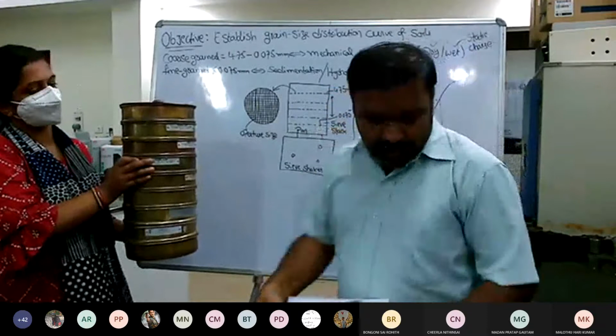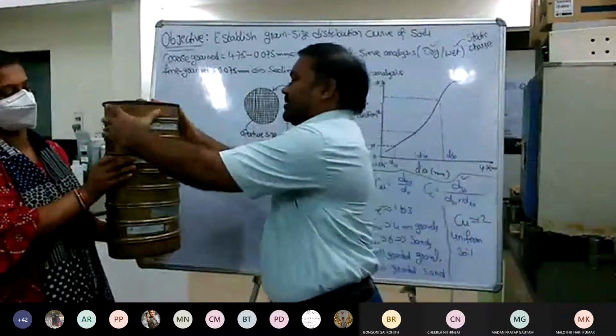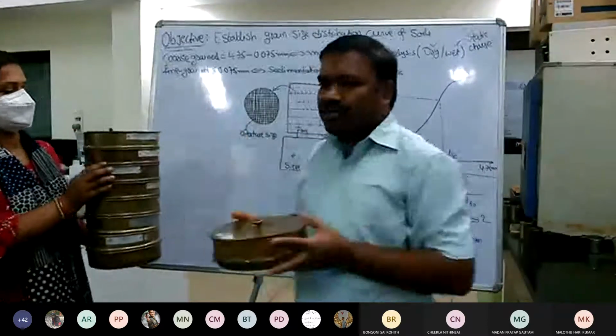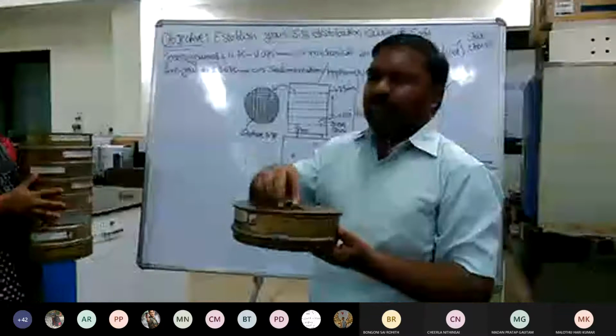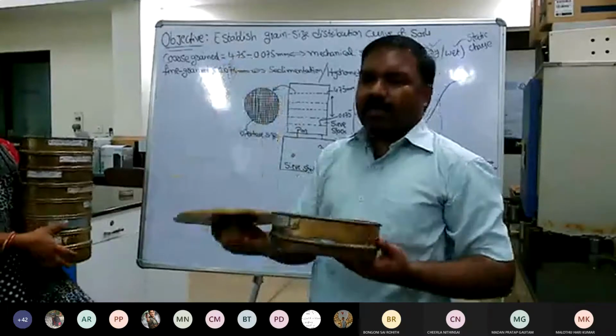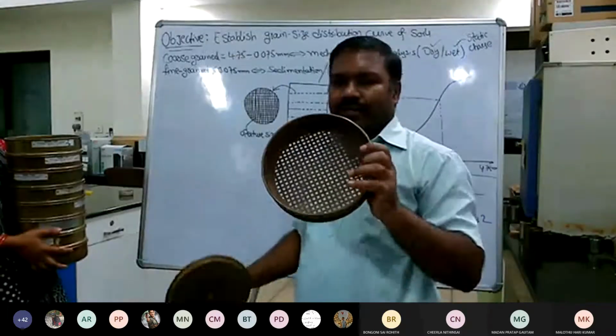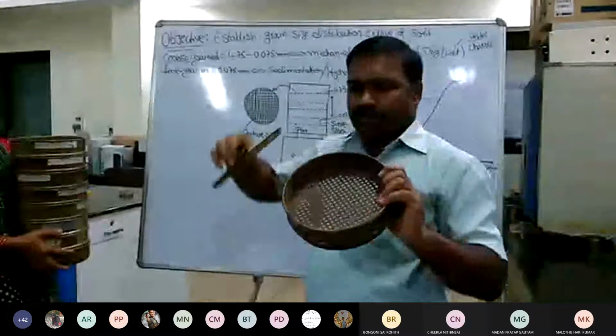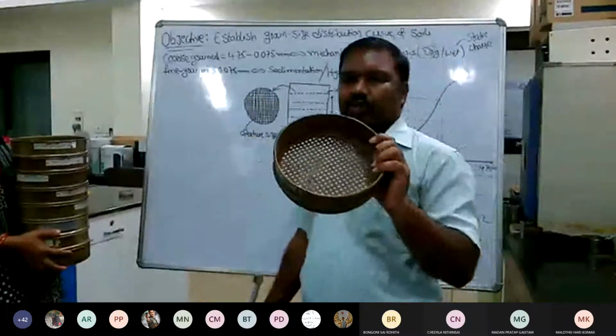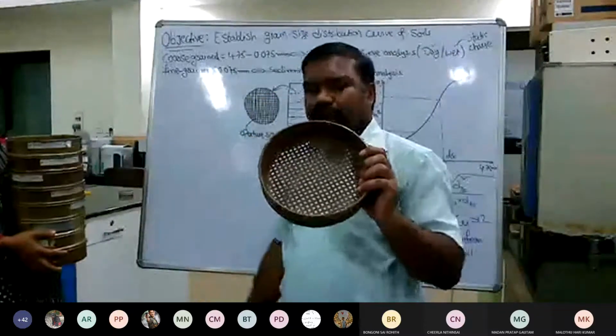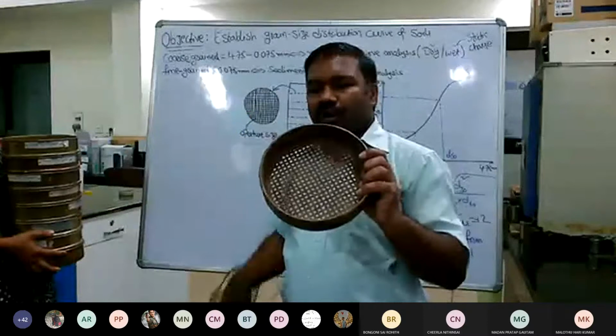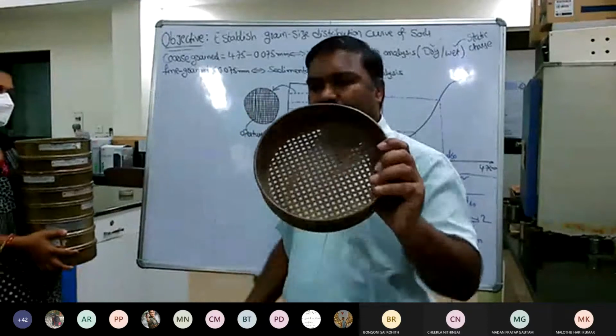One particular thing that you need to understand is this is an individual sieve. This is the lid and this is the sieve. If you look inside the sieve, you can see so many apertures made with a uniform size. All these are called apertures.